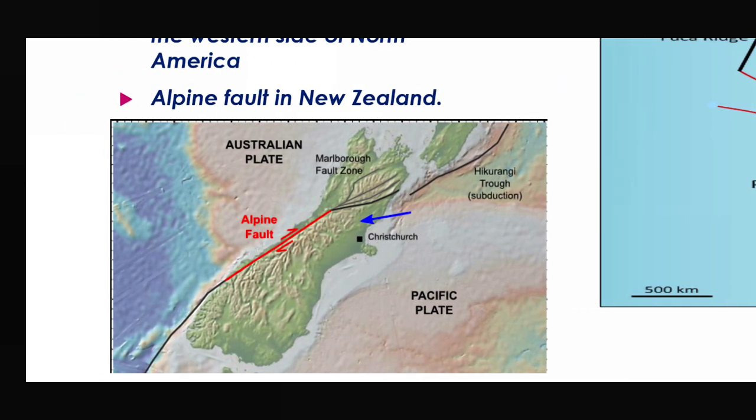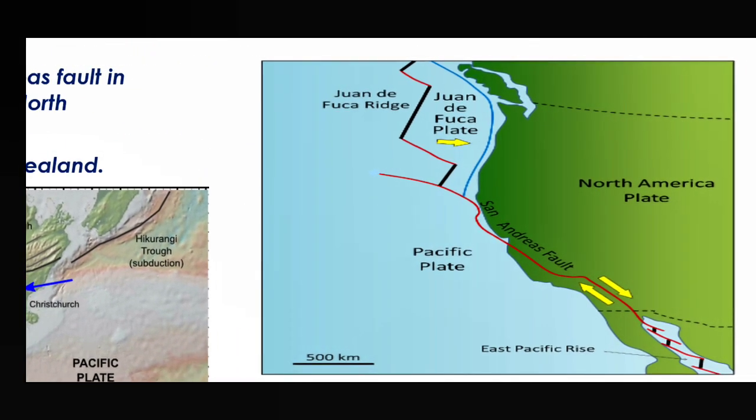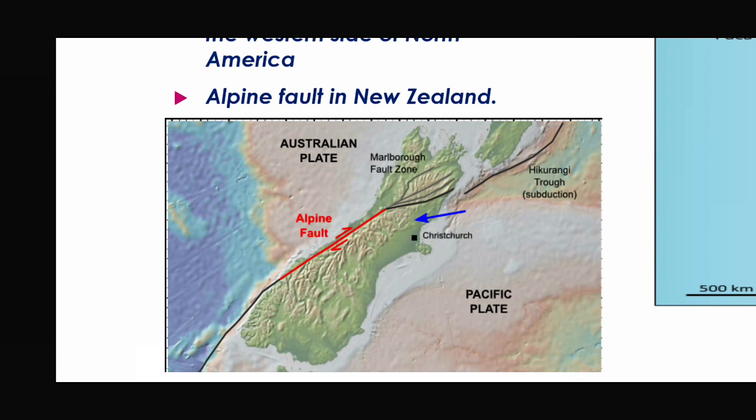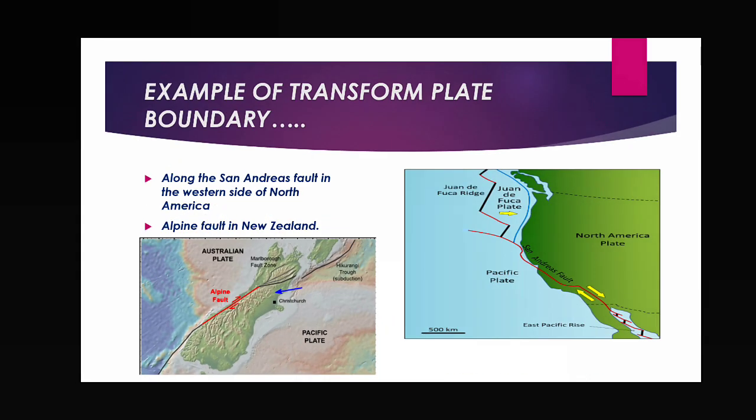Another is the Alpine fault in New Zealand. Here also the Australian plate and Pacific plate are moving side by side. So in the San Andreas fault, which two plates? North American and Pacific plate. And here? The Australian plate and Pacific plate. So these are the two prominent examples of transform plate boundary.